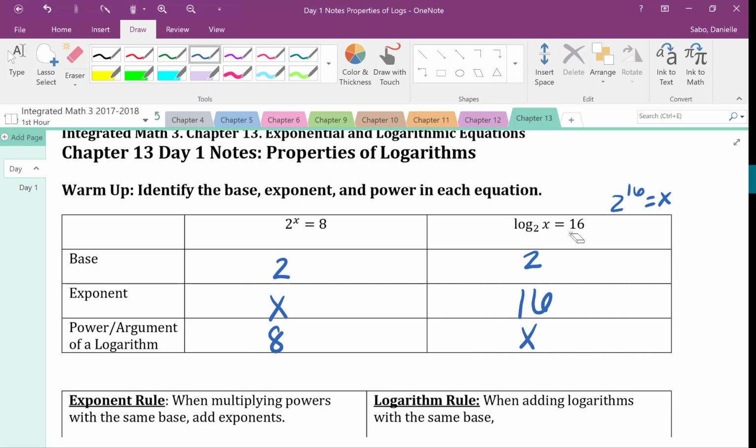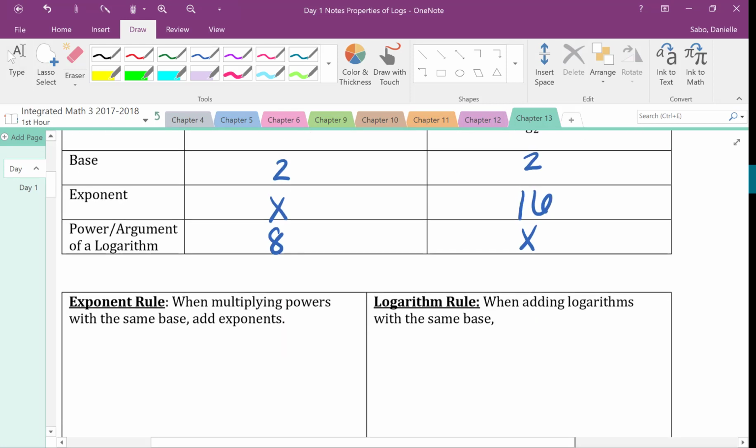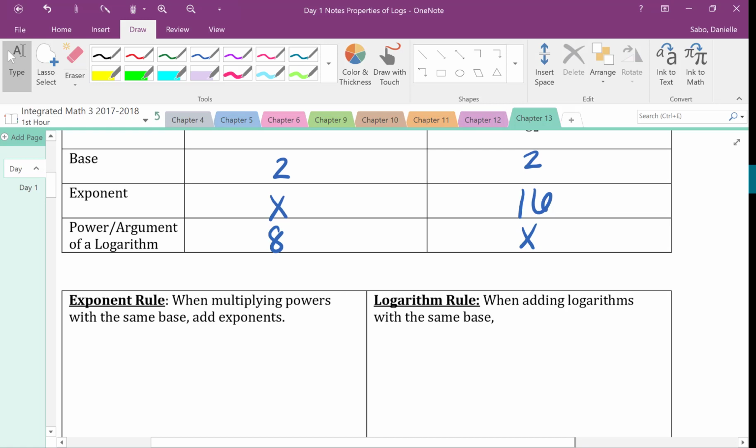Chapter 13, we're just going to be talking about logs. So last chapter, we really focused on exponential. We did a little bit of logs, and now we're going to reverse it. We're going to do a lot with logs because you need to know some things about logs, especially for that SAT. So just like we have exponent rules, we have log rules. If you are not familiar with all the exponent rules, you really need to start getting familiar with them because they are very important.